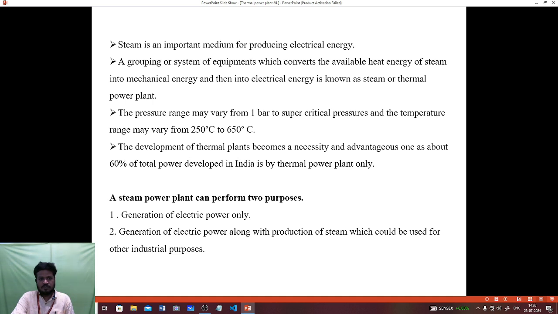The development of thermal power plants has become necessary and advantageous, as about 60% of the total power development in India is by thermal power plants only. Moreover, a thermal power plant can serve two purposes. Number one, generation of electrical power only, and number two, generation of electric power along with the production of steam, which can be used for other industrial purposes also.